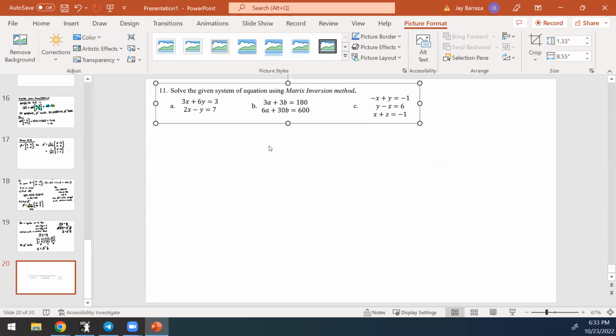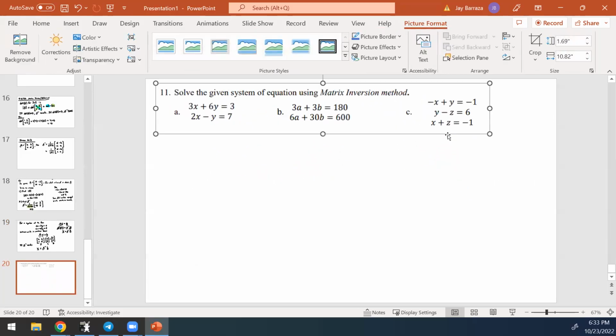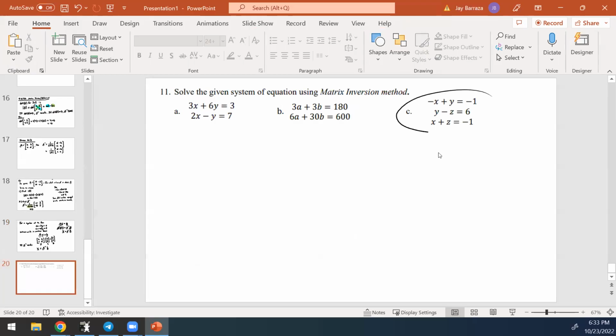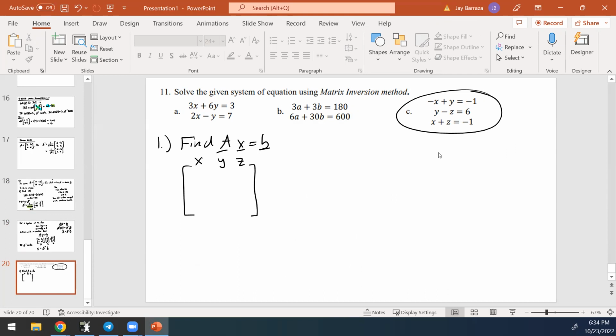So we're actually going to do C. I want to do C together. So let's do this one. So step 1 is to augment. Sorry, not augment. Find A x equals b. So remember, when you're setting up a matrix, the first column is x, the second column is y, the third column is z. So negative 1, 1, 0, 0, 1, negative 1, 1, 0, 1, right?